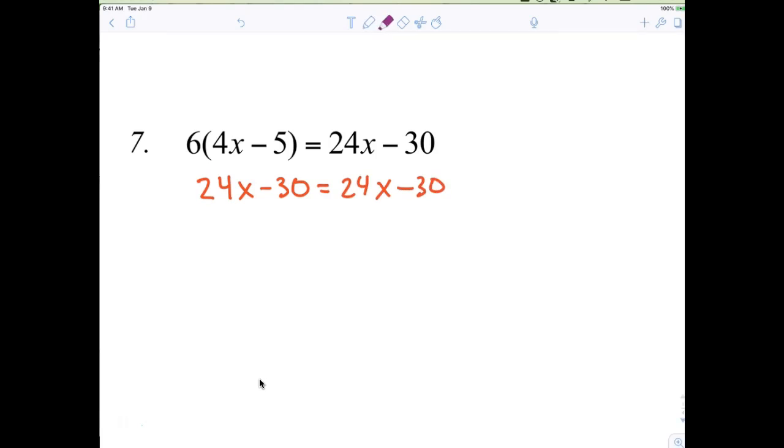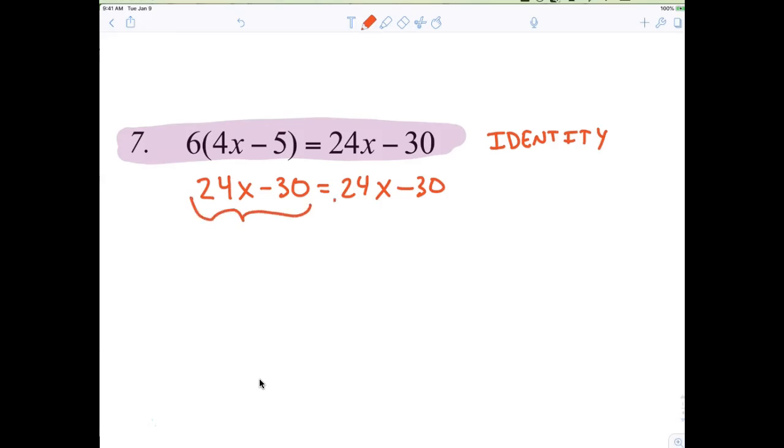Now everybody highlight this one. And in math, we call this an identity. Why is it called an identity? Because when does 24x minus 30 equal 24x minus 30? Always. Does everybody hear me now? Listen to me. Always. I'm going to show you something else in a minute, but I want you to see, can everybody see that's an identity? That's the same thing, right? So in math, we say that it's all real numbers.